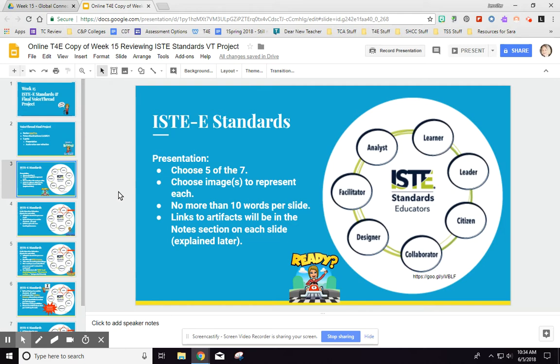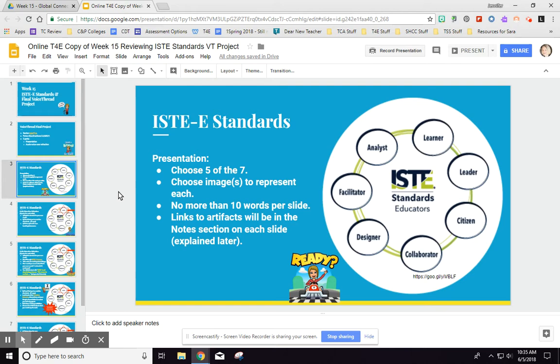So if you choose a learner, you might have kids around a computer, you around a computer. I mean, just lots of different things, whatever would represent a learner to you. And you can have a collage of pictures, so you can have more than one. And then you also need to have no more than 10 words per slide. And you cannot have a picture that has a whole bunch of words on it. And the reason I'm doing that, again, is I want you to focus on the visual representation, and then your voice on the recording is going to be how you explain what you've met, and how you've met that standard to me.